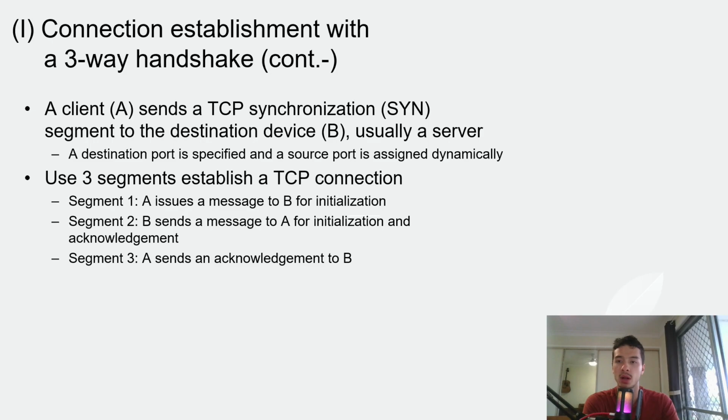So the three-way handshake is: client A sends a TCP synchronization, SYN, segment to the destination B, usually a server of some sort. A destination port is specified and a source port is assigned dynamically. So three segments establish a TCP connection. A sends a message to B for initialization, B sends a message to A for initialization and acknowledgement, and A sends a message to B for acknowledgement.